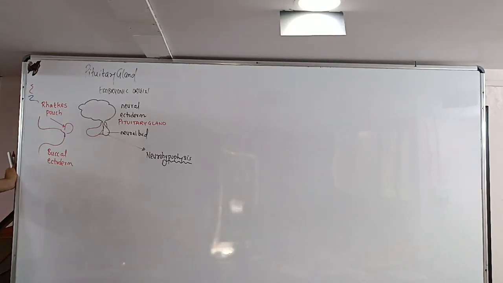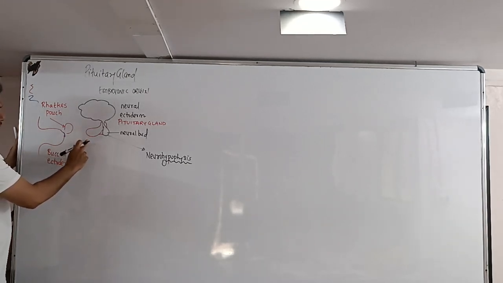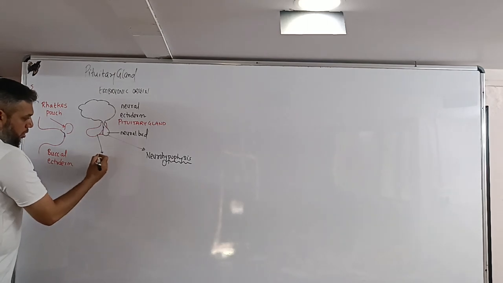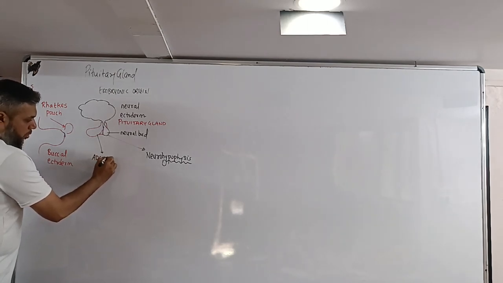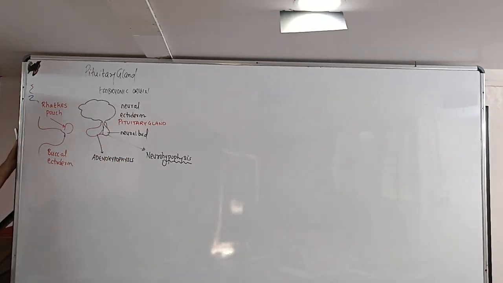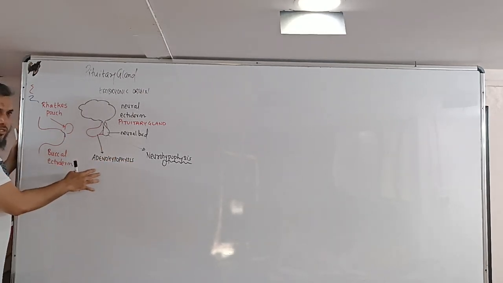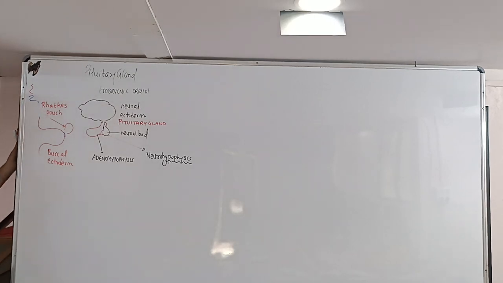So you call it what? Neurohypophysis. It is developing from where? It is developing from the neural bud. And the part which develops from the buccal ectoderm is called adenohypophysis. So the pituitary gland, that is hypophysis, got divided into two parts, adenohypophysis and neurohypophysis. Neurohypophysis coming from the neural bud. Adenohypophysis is developing from the buccal ectoderm, the Rathke's pouch.